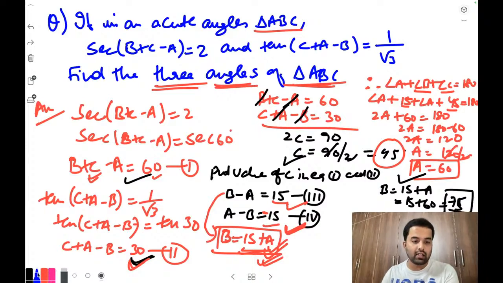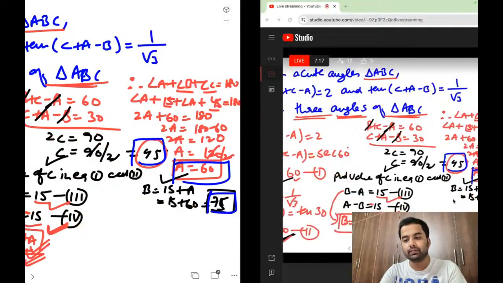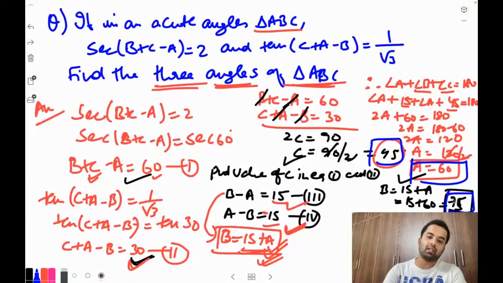Let me take a different color and let me round it. See, C value is this, A value is this, and B value is this. Is it clear what we did, everyone? Let me know in the comment section, then only we'll proceed with today's topic.